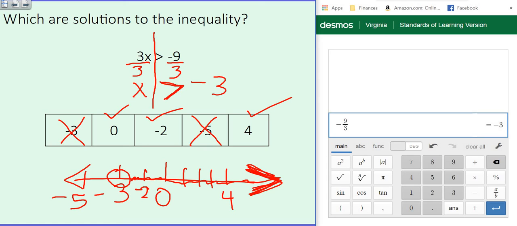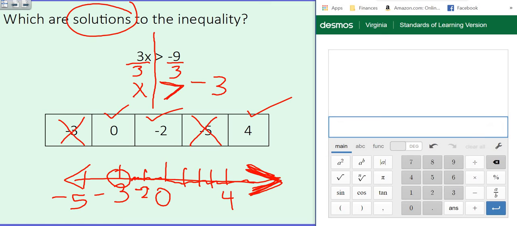So a lot of times, if you're doing these, the best way to not mess up is to graph them. Also, look for the word solutions because oftentimes people will say, x is greater than negative 3. Negative 3 is my solution. But that is not true. So you got to be real careful with those. All right. So that's our quick lesson on inequalities. Let's see what comes next.